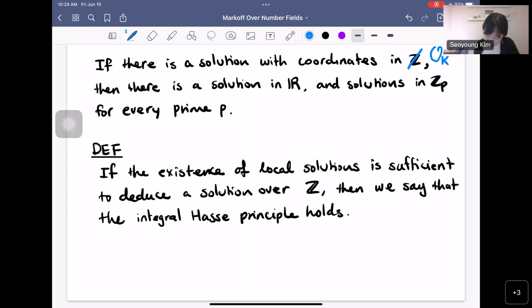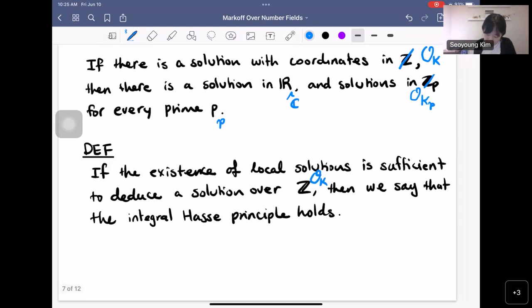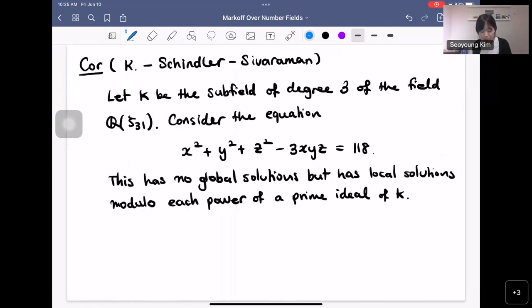If there is a solution with coordinates in OK, then you can say that there's a solution in the localized field, for instance, R and C, given what your valuation is. And at the same time, solutions in the localization or the integral domain of the localization, for instance, OKP for every prime ideal P. And then I'm saying if the existence of the local solutions is sufficient to deduce the solution over OK, then we are saying that the integral Hasse principle holds. And otherwise, I'm saying that the integral Hasse principle fails. And in our paper, what we were able to show, for instance, is the following.